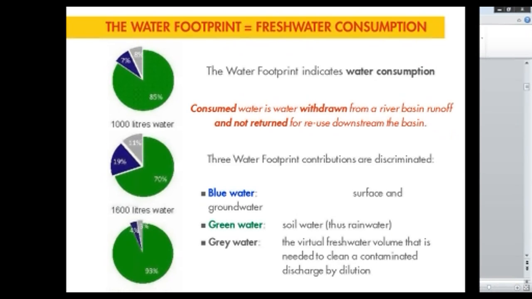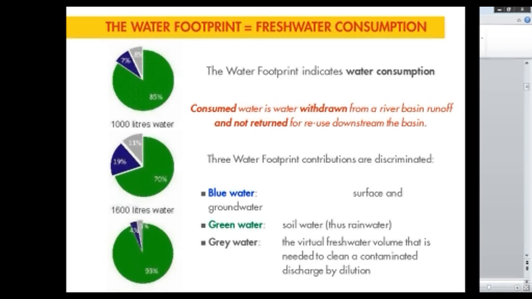And before we go into blue, green, and gray, it's important to understand what the water footprint means, how it's defined by the scientists. The water footprint indicates so-called water consumption. And water consumption is not what we do at home, if we tap water from the tap, but water consumption is defined from the river basin perspective. Perhaps you remember the picture 2 slides ago. Consumption is defined as water that is withdrawn from a river basin runoff and not returned to that river basin runoff for reuse downstream of the basin. That is how consumption is defined.